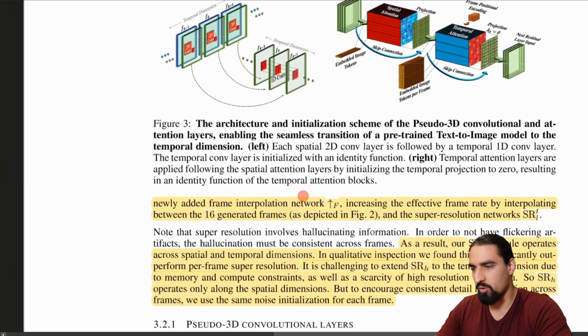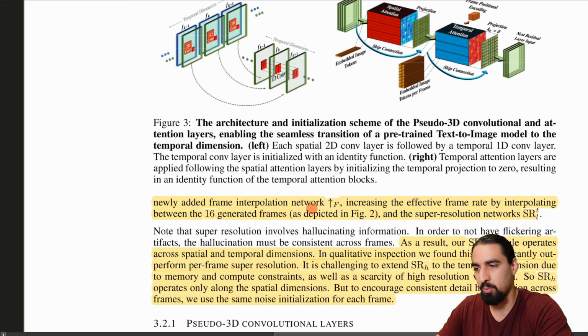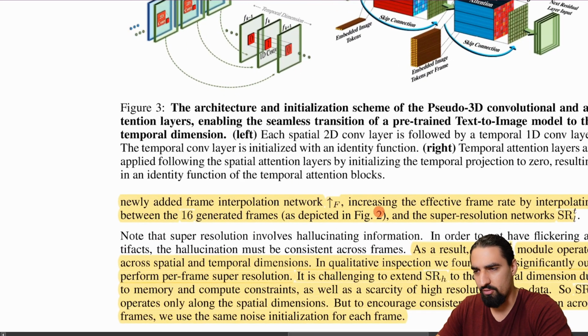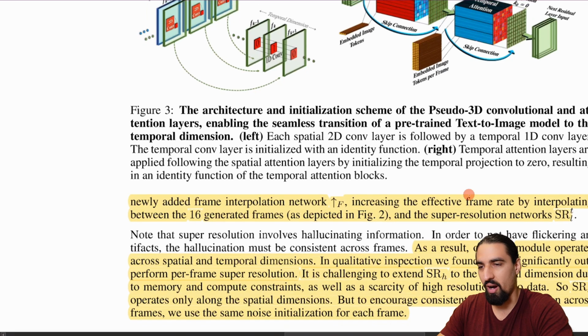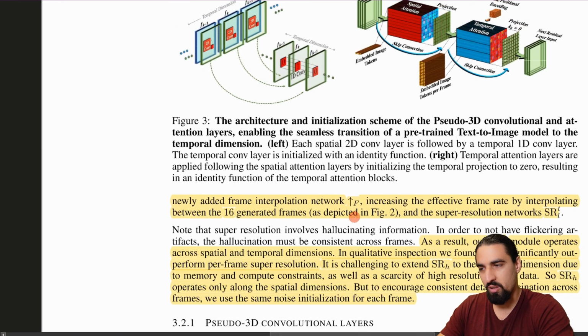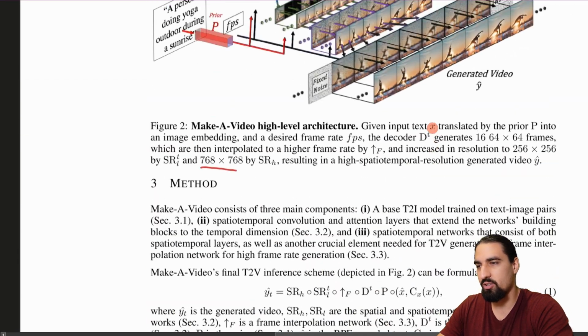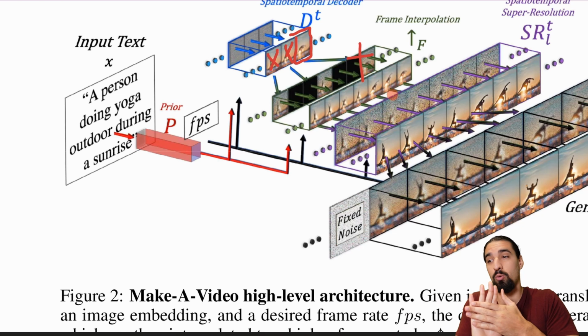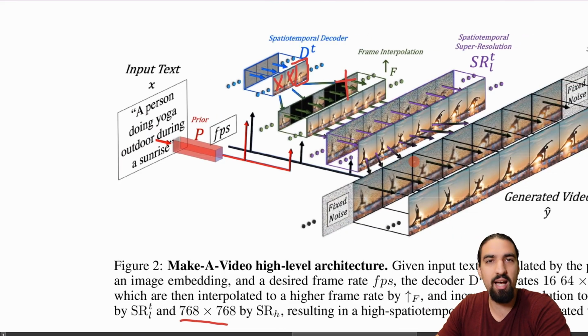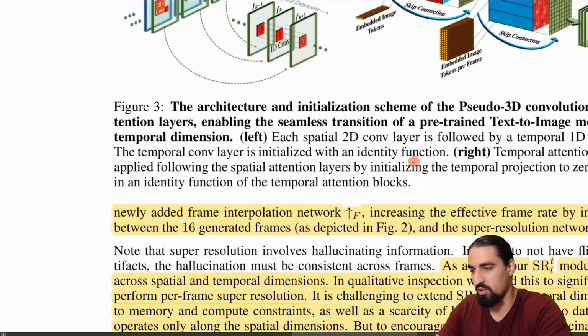And then not only that, but they also modified the newly added frame interpolation network, denoted as F with an upward arrow, increasing the effective frame rate by interpolating between the 16 generated frames as depicted in figure 2. And finally the super resolution network. So all of those will need to be modified. They say this part, so interpolating between the 16 generated frames, so you can see that it's going to have this masking logic where it's going to try to infer what should be generated in those black frames, and by doing that you can do either interpolation or extrapolation of your generated 16 frame video. That's going to be the thing with this interpolation network.